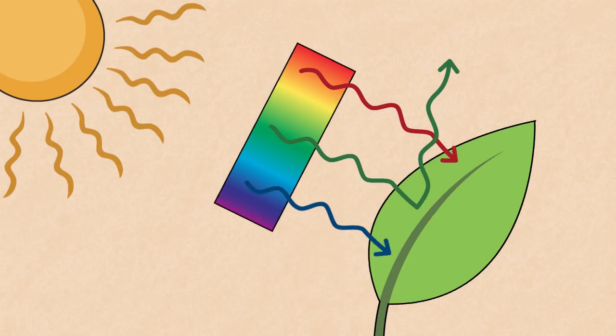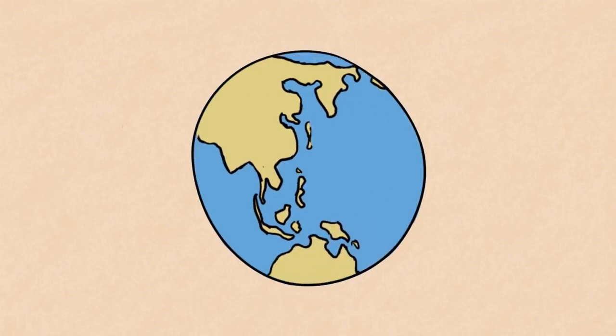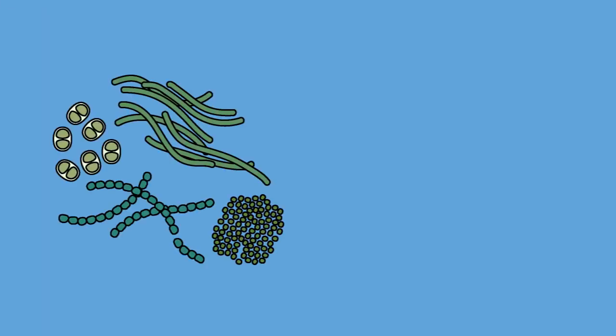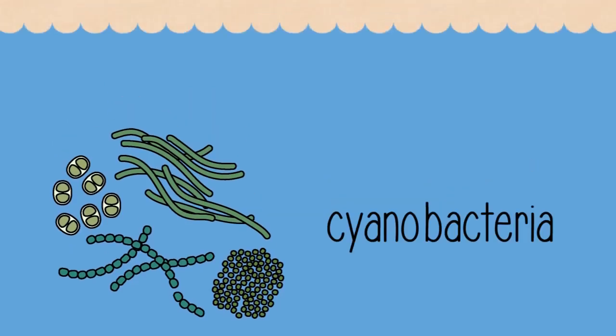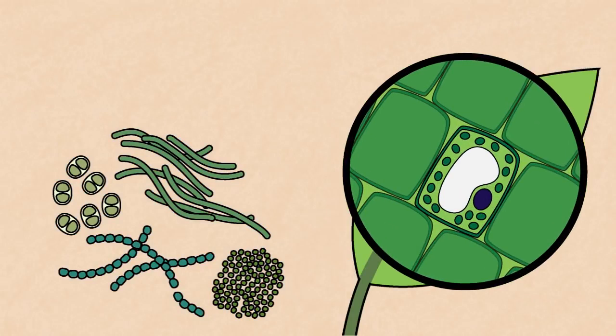The reaction takes place by a number of complex stages. It's a reaction which evolved early on in the lifetime of our planet, and the blue-green algae, also known as cyanobacteria, are still alive today, living in the sea. The chloroplasts you find in the green leaves of plants evolved from these simple bacteria.